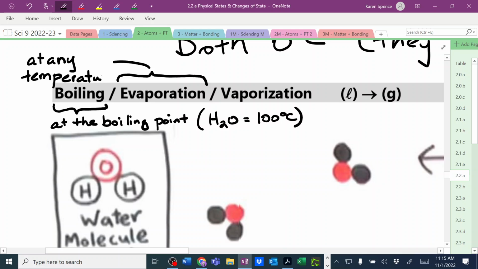But they're both liquid going to gas. Evaporation is liquid going to gas. Boiling is liquid going to gas.